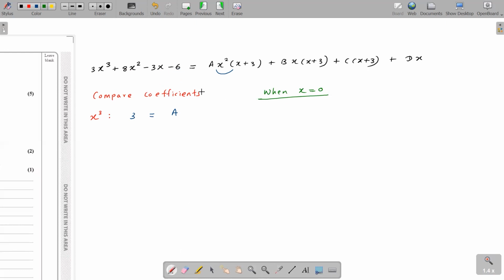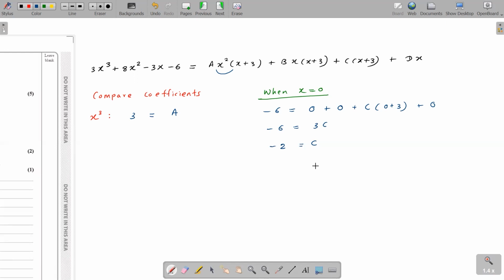What's remaining? Minus 6 equals, on the other side, a into 0, that's the whole thing 0, plus b into 0 is 0 here, plus c times 0 plus 3. That is c times 0 plus 3, that's 3c. And the other one, d into 0 is 0. So do you see that I'm immediately getting the value of c here? Minus 6 equals 3c, c equals minus 6 divided by 3, which is minus 2. Okay, is this okay? So this is when x equals 0.